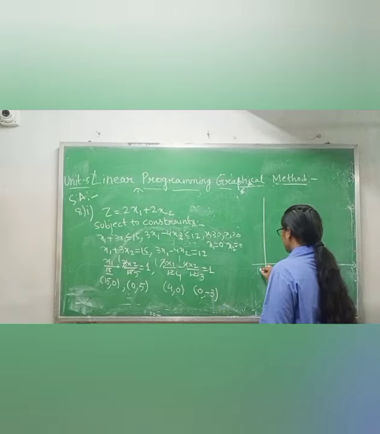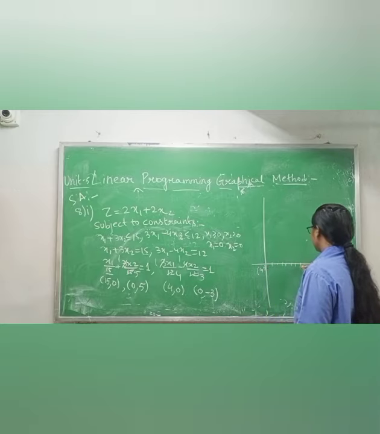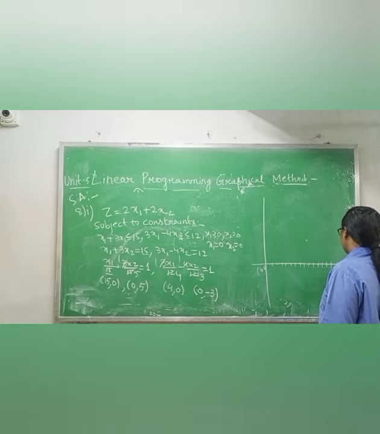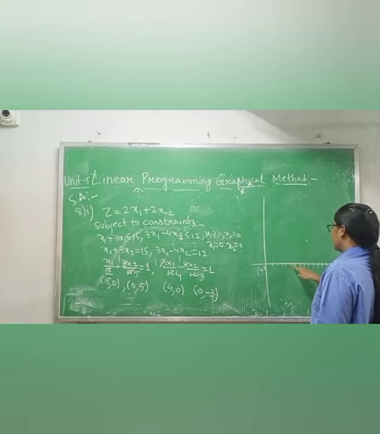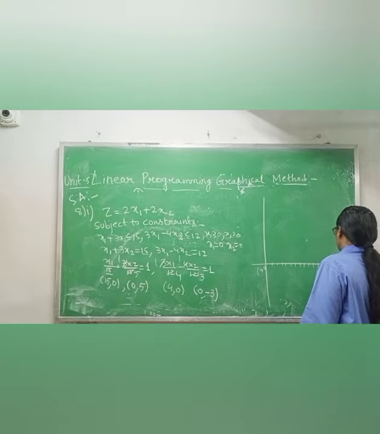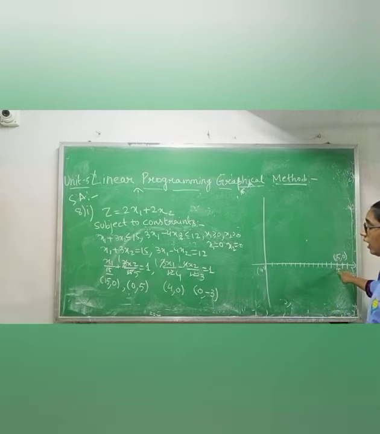So this one is 0, 0, then 1, 2, 3, 4, 5, 6, 7, 8, 9, 10, 11, 12, 13, 14, 15, 16, 17. Okay, 1, 2, 3, 4, 5, 6, 7, 8, 9, 10, 11, 12, 13, 14, 15. This one will be 15. It means we can plot 15, 0 here. Okay, 15, 0. After that 0, 5.